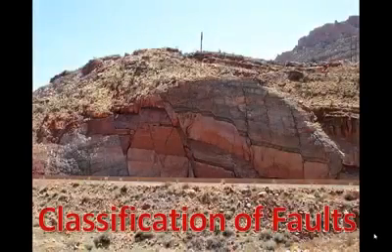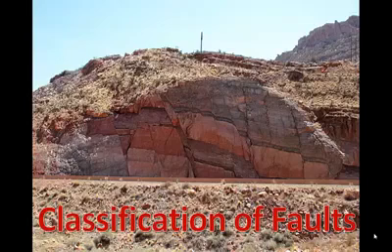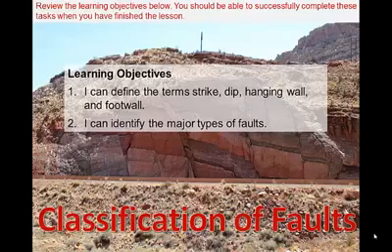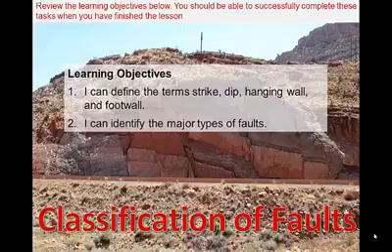Earthquakes occur as a result of motions on faults. In this lesson, we examine how geologists characterize and classify faults. We have two learning objectives: to introduce key terms geologists use to classify faults and to illustrate examples of the major faults so that you can learn how to draw a labeled sketch of each type of fault.